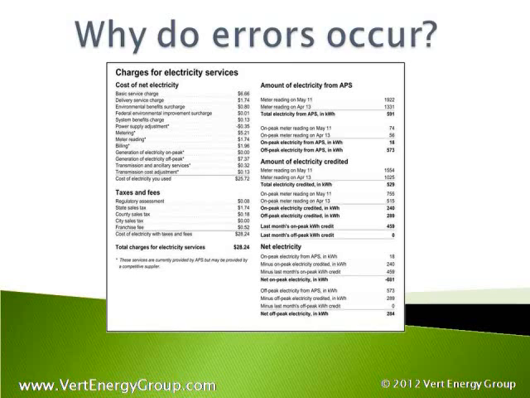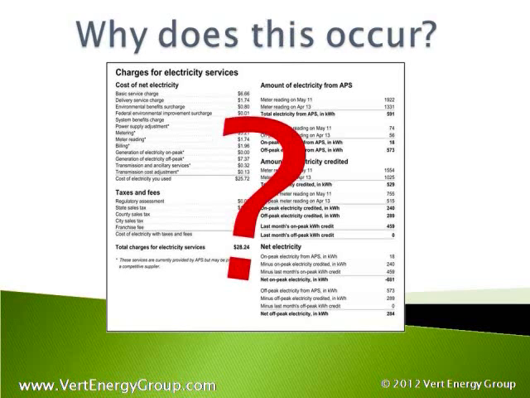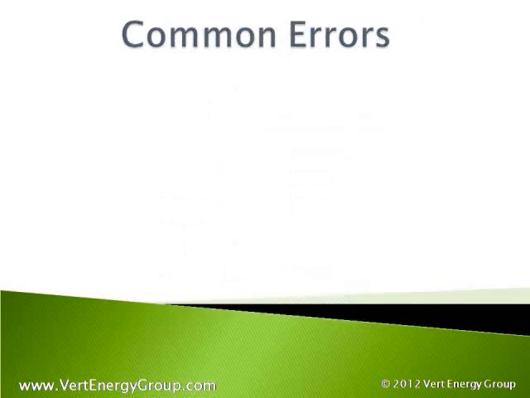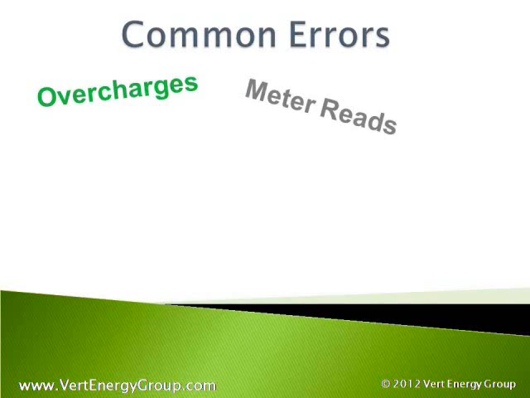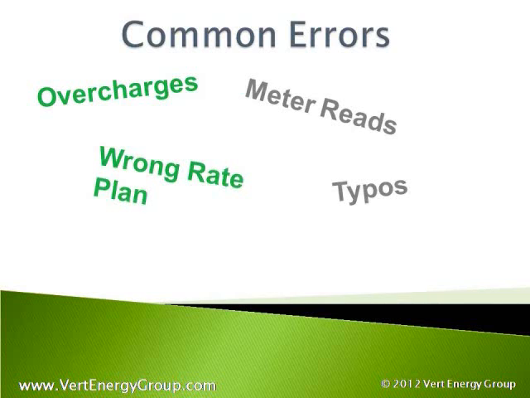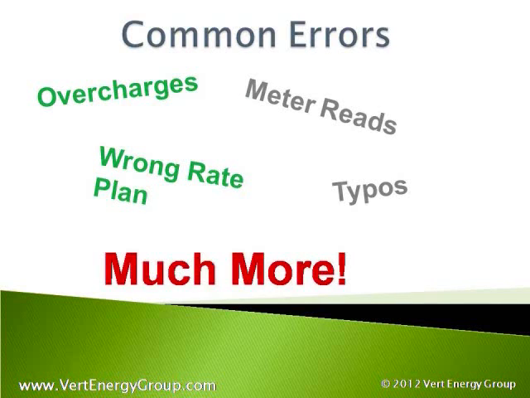Simply, it happens because within any given utility bill, there are dozens of line items, charges, and meters that can complicate the bill, especially with telecom expenses. The utility companies simply don't have enough resources to double check every bill, so these errors go undetected and you end up paying more than you should be. Common errors include overcharges, misreading the meter, the business being on the wrong rate plan, typographical errors, and much more. On average, 70% of our clients realize savings, with the average savings ranging from 10 to 20%.